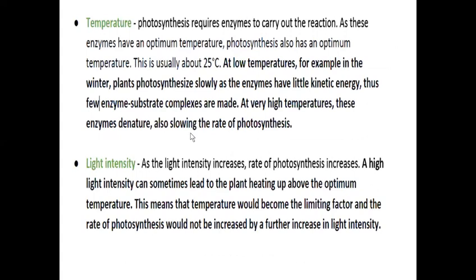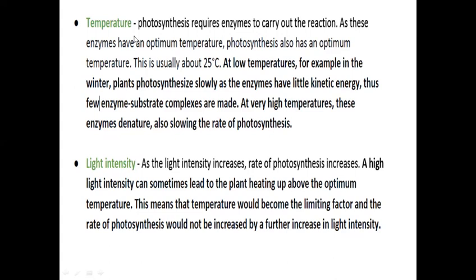After that, I was just explaining this temperature. Temperature is also a limiting factor. And the question arises why temperature is necessary. Because at a good temperature, the enzyme starts to work. For example, if you talk about human beings, the optimum temperature for an enzyme to work is 37 centigrade.